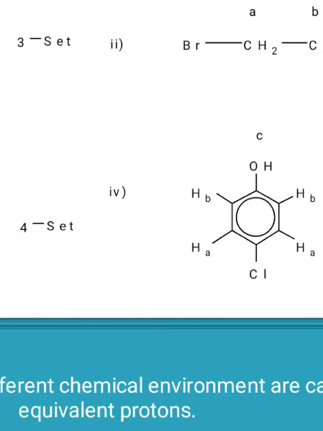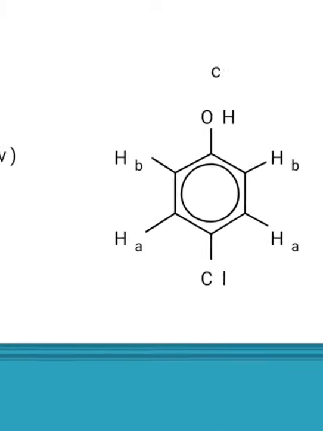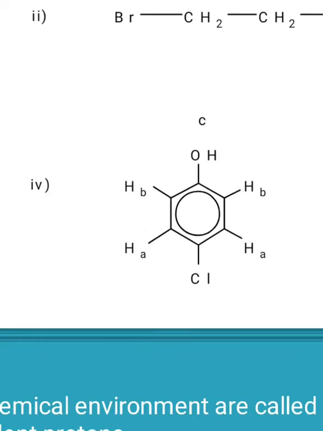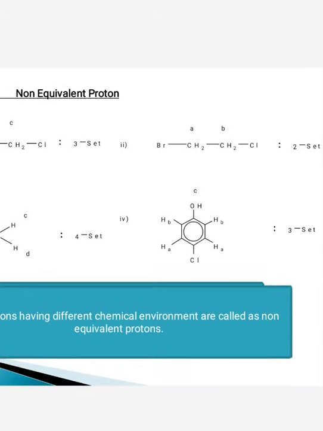In para-chlorophenol, there are three sets of protons. The protons ortho to the chlorine atom have the same chemical environment and hence are of the same set. The protons ortho to the hydroxyl group have a different chemical environment, and the proton directly linked to the oxygen atom is of a different kind. Hence this compound contains three sets of protons and gives three signals on the NMR spectrum.